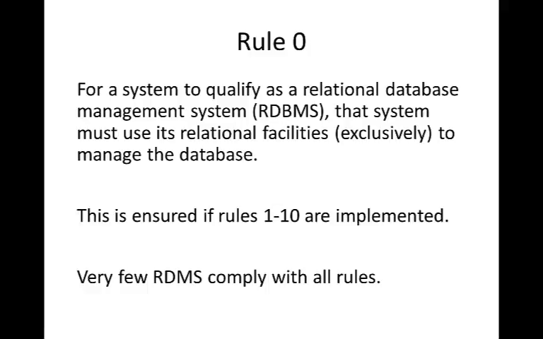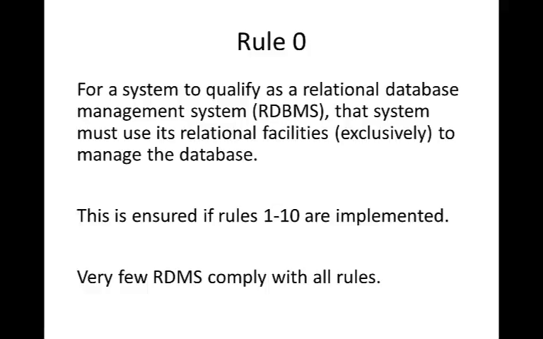Rule 0 says for a system to qualify as a relational database management system, that system must use its relational facilities exclusively to manage the database. So that's kind of Codd's hard definition of a relational database. Basically, it exclusively runs on the relational model, so internally it runs on the relational model as well. Users are stored in a table of users, permissions are stored in a table of permissions, etc. No flat files, nothing like that. And this is ensured if rules 1 to 10 are implemented.